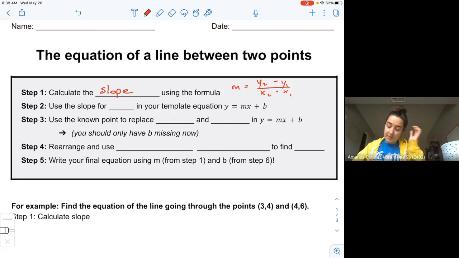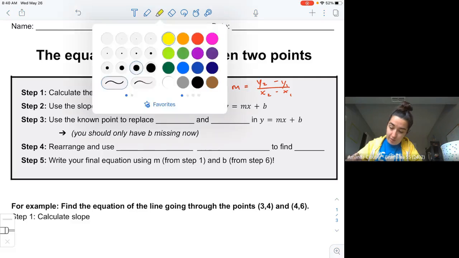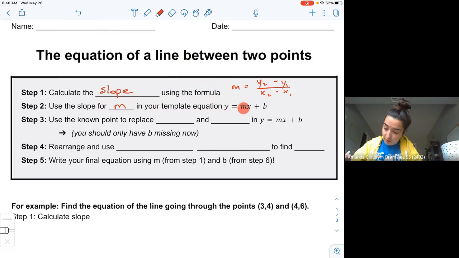Our second step, step number 2, is to use the slope, and you're going to replace the letter m in your template equation. So we're replacing m right here, in that equation, y equals mx plus b, because remember, lines are written y is equal to mx plus b.